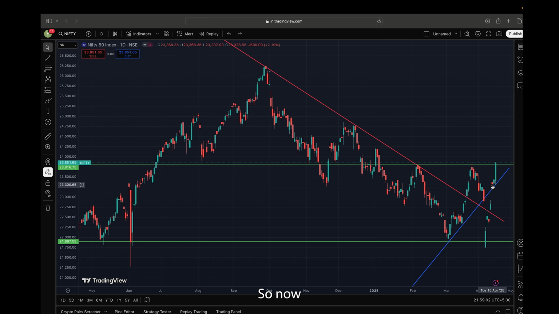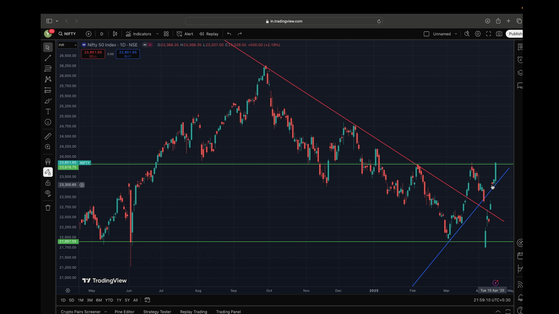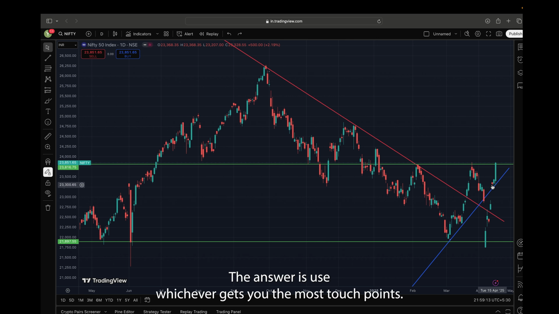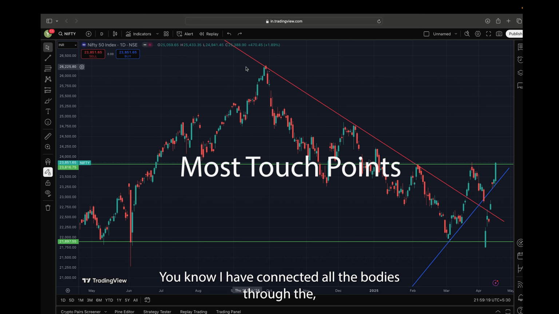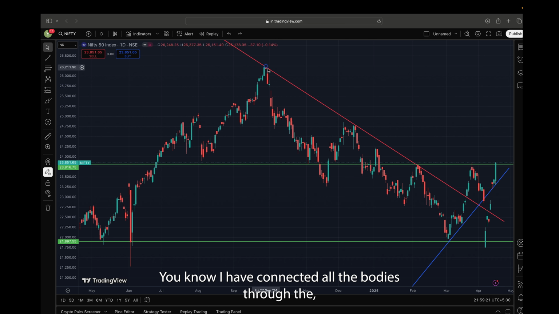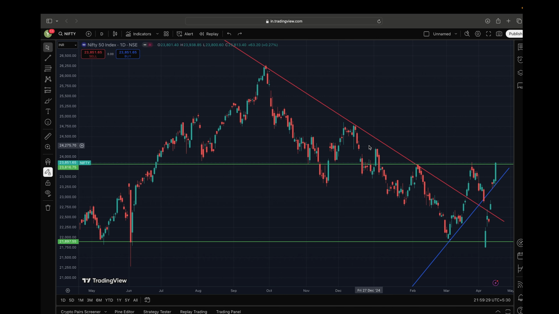So now here is a question I get a lot. Should I draw the trend line using the wicks or the bodies of the candles? The answer is use whichever gives you the most touch points. And that's what I have done over here. I have connected all the bodies through the trend line, which gives me the maximum touch points.